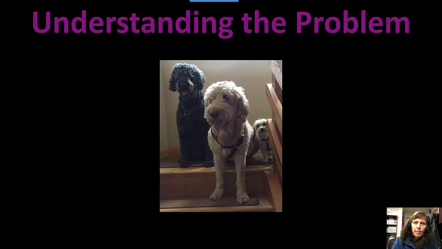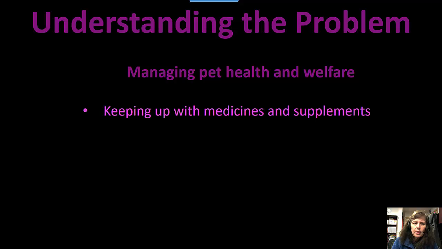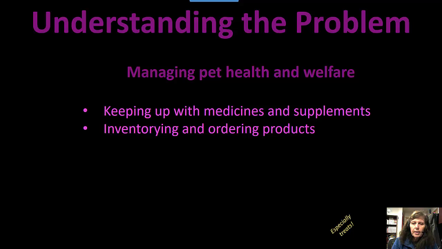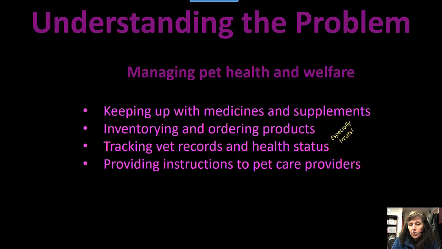So, in thinking about my approach to this whole series, Doggone Basics, I decided to call a PAC meeting and have a discussion about what we might use as a sample application for demonstrating various Power Platform concepts. As always, thinking primarily about themselves, the final consensus was we should build an app about managing pet health and welfare. And I really couldn't argue with that. I think there's a lot of good things we can do with that, and it's something that most people can relate to. The kinds of things that came up in our discussion were keeping up with medicines and supplements, inventorying and ordering products, Isaac said especially treats, tracking vet records and health status, providing instructions to pet care providers, pet sitters, boarding kennels. These are the kind of things that we're going to try to address in the app.